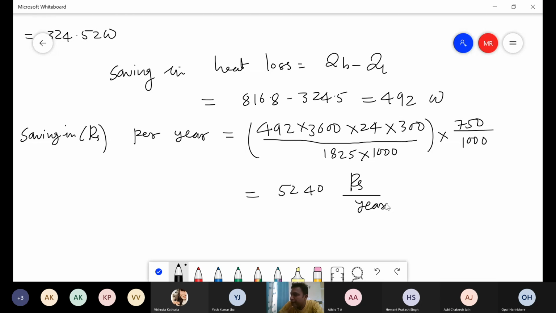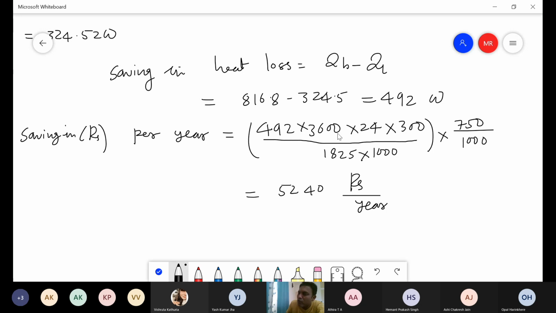So from this 492, we have first obtained how much amount of the heat loss will be saved over the year. So for that, what we have done, this is given in a watt, isn't it? So now we have to convert it on a yearly basis. So what we have to do is first we have to multiply 3600.